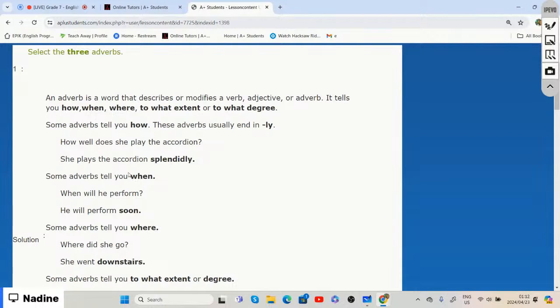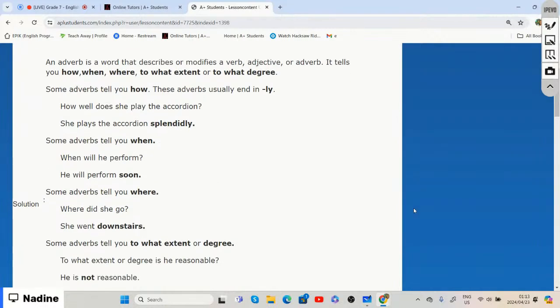All right, so once it's an adverb, right? It is a word that describes or modifies a verb, an adverb, or an adjective, right? And it tells you how, when, where, to what extent, or to what degree. Then once again, we said some adverbs that tell us how end in -ly. For example, we use words like splendidly, lovely, right?